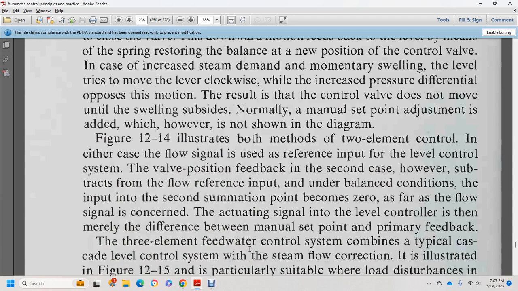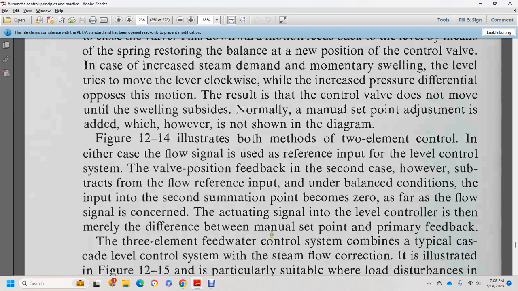Figure 12-14 illustrates both methods of the two-element control. In either case, the flow signal is given as the reference input to the level controller, and the system valve position feedback within the second subtracts from the flow reference input. Under balanced conditions the input into the second reaches the point where it becomes zero as far as the flow signal is concerned. The actuating signal of the level controller is then merely the difference between the manual set point and the primary feedback.